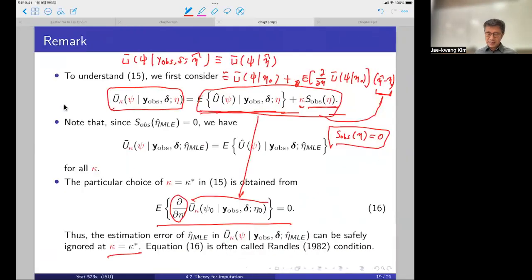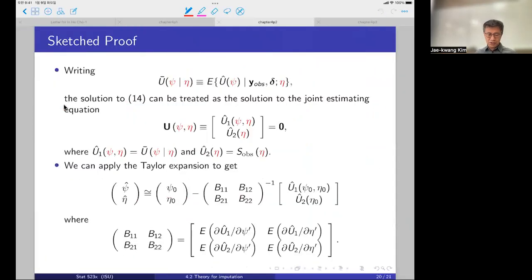But formally we should use the joint equation. So here's the more formal way of thinking. Basically we have two unknown parameters, psi and eta. That means we have two equations.